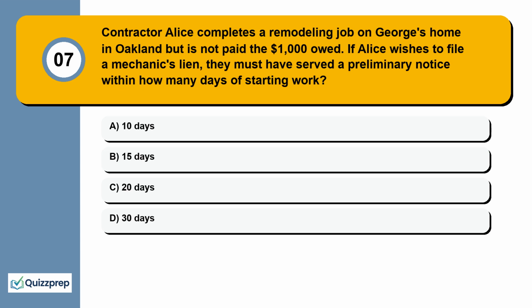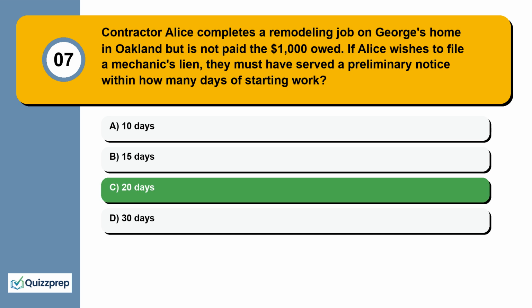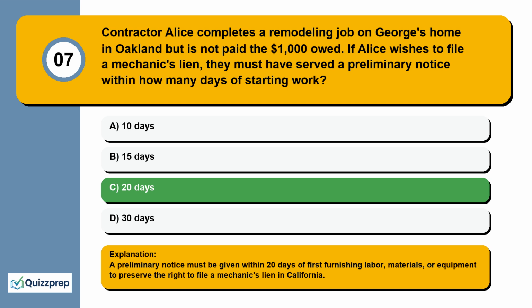Question 7. Contractor Alice completes a remodeling job on George's home in Oakland but is not paid the $1,000 owed. If Alice wishes to file a mechanic's lien, they must have served a preliminary notice within how many days of starting work? 10 days, 15 days, 20 days, 30 days. A preliminary notice must be given within 20 days of first furnishing labor, materials, or equipment to preserve the right to file a mechanic's lien in California.